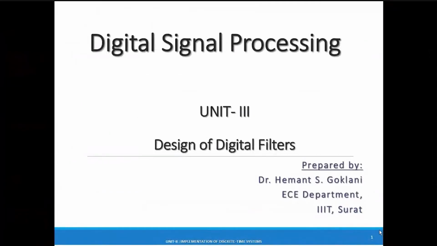Okay, so from today onwards, we are going to start unit number 3, that is design of digital filters. In the last lectures, we have completed unit 1 and unit 2. Few of the topics of unit 2 are still remaining, so that we will cover if the time allows. So today we start with unit number 3, that is design of digital filters.